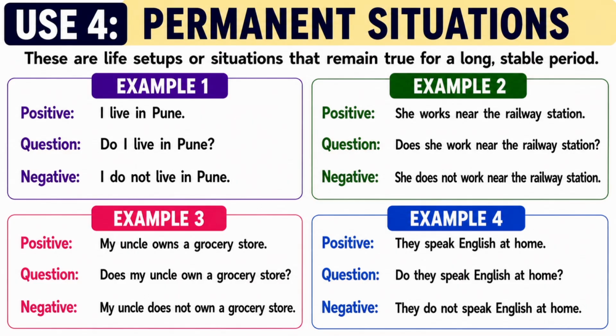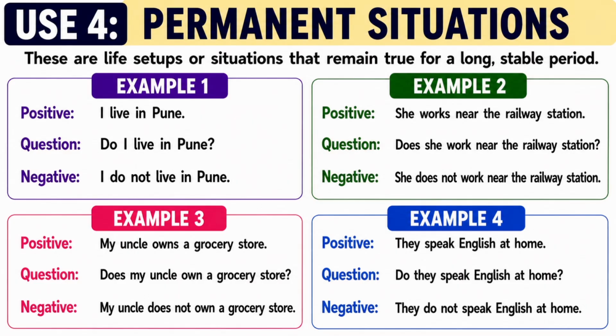Example 2. Positive. She works near the railway station. Question. Does she work near the railway station? Negative. She does not work near the railway station. Notice that after does, works becomes work.